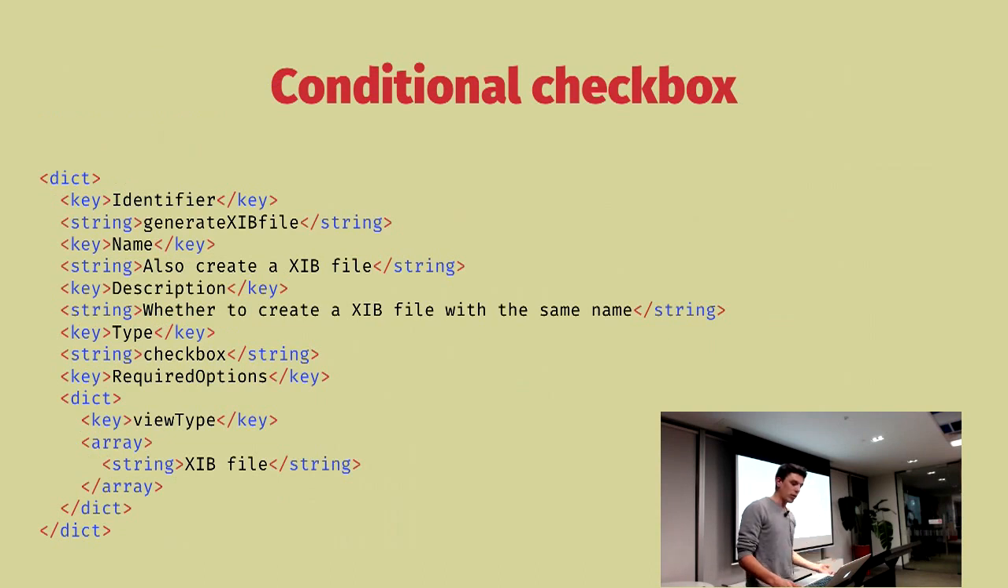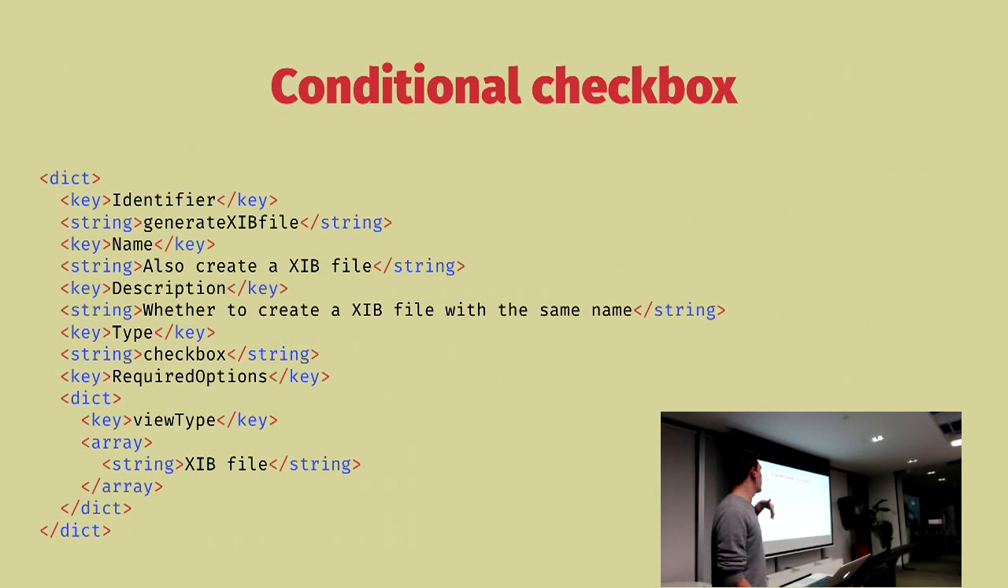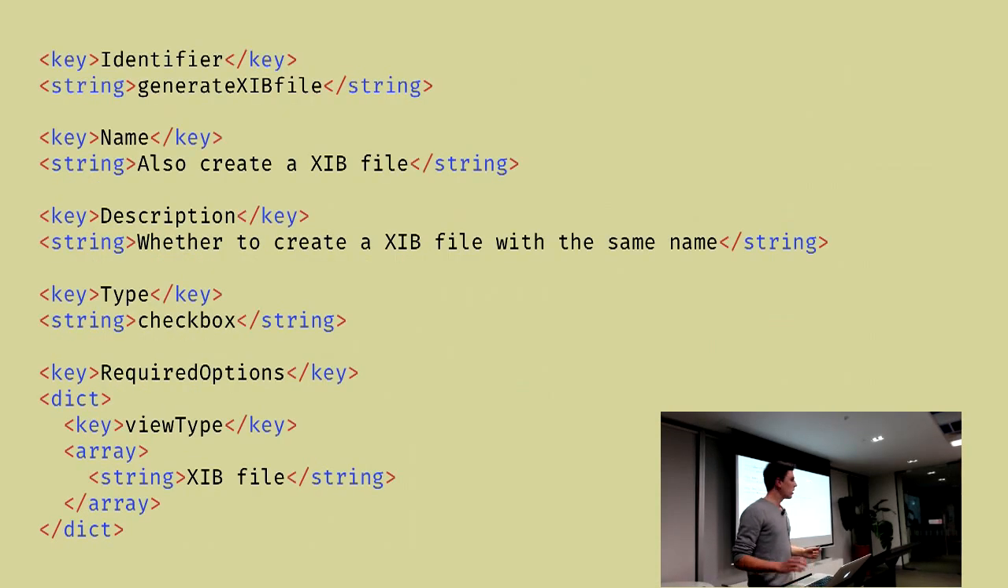And finally, the conditional checkbox. We only want to enable the checkbox if a specific value of the previous option is selected. So here, there's a new key, required option, where you say the other option, view type, when the value is zip file, you are allowed to enable the checkbox. Otherwise, just disable the checkbox. So that's a lot of XML, and it's probably better if you look at it on your own computer. That's why I went through that pretty quickly.